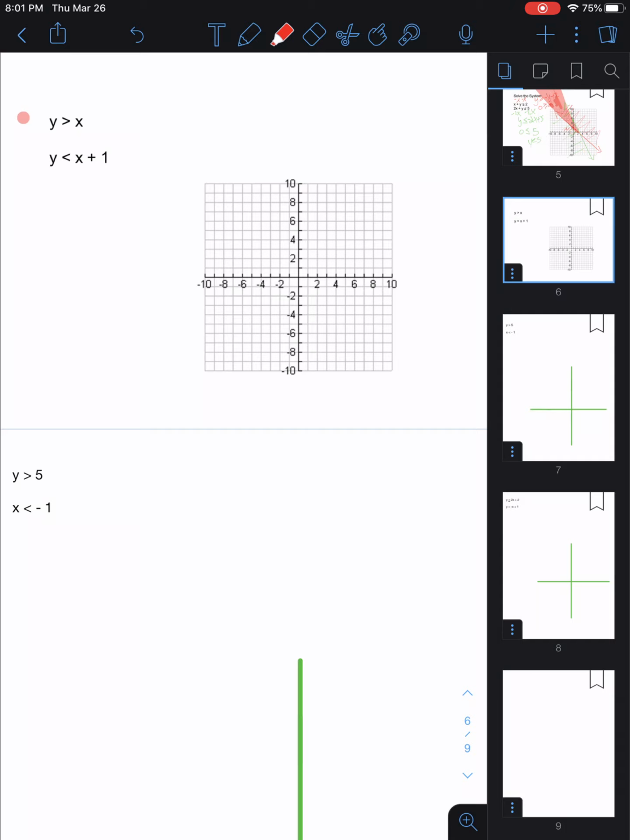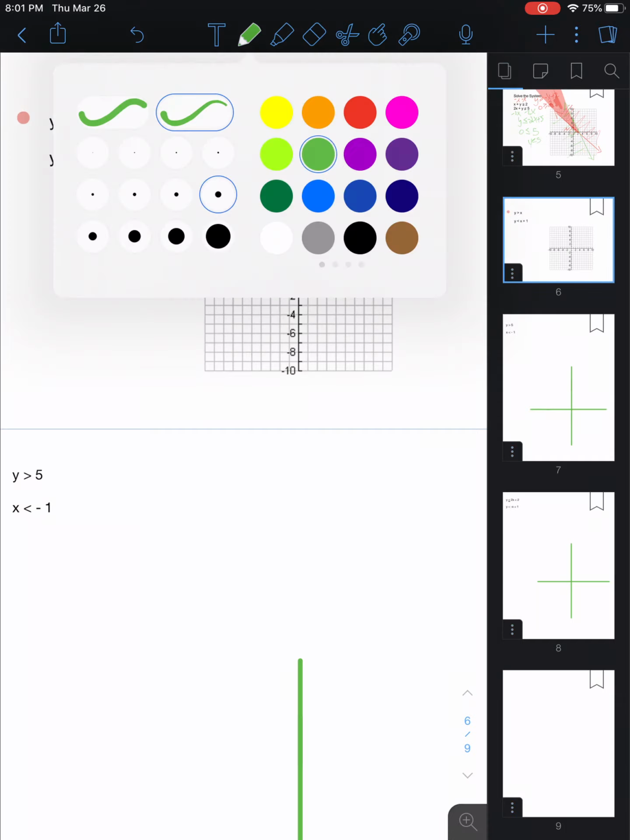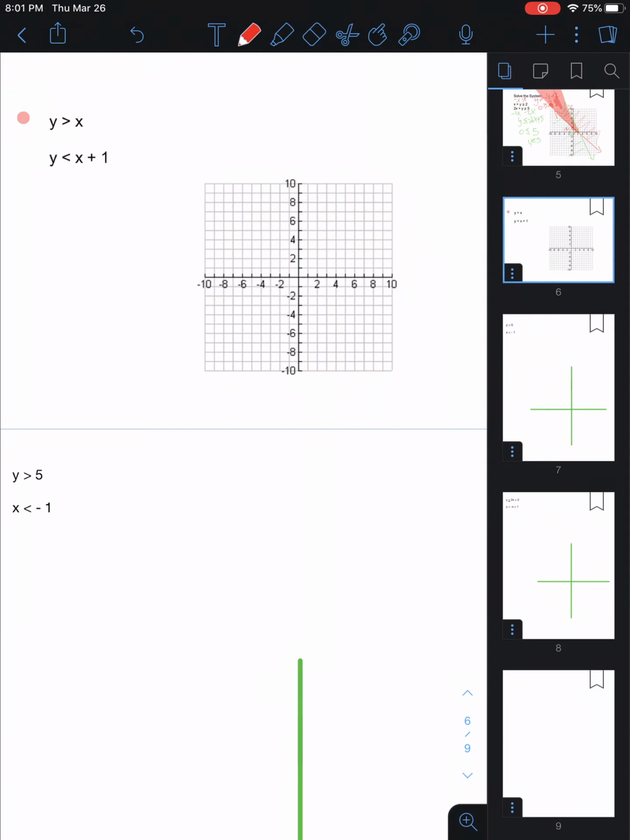Y is greater than x. And as I look at this, y is greater than x would be the same as y is greater than 1x plus 0, if we were looking at this in slope-intercept form. Okay, so it would pass through the origin, and then it would go up 1 over 1, up 1 over 1, up 1 over 1, and we would draw a line straight down through that.